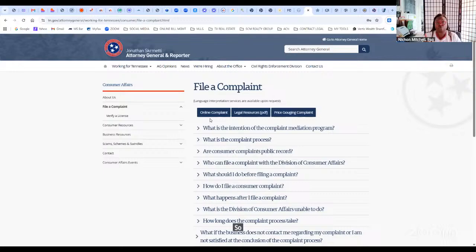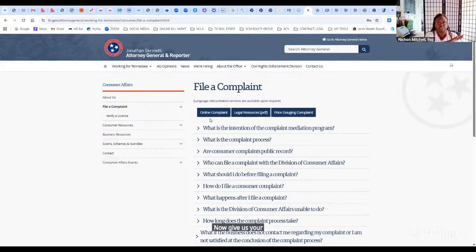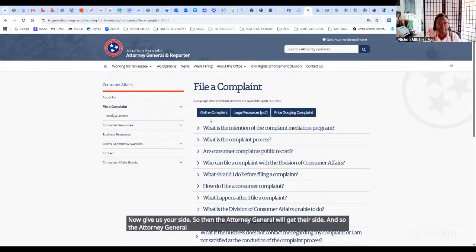So we told them the story. We filed this attorney general complaint and said, well, this is what happened. And really, we just want to get out of the contract. We don't want them fixing our windows or anything like that. So the attorney general steps in and says, okay, business, this is what the person is saying you did to them. Now give us your side. So then the attorney general will get their side. And so the attorney general just goes back and forth to help you guys work it out.